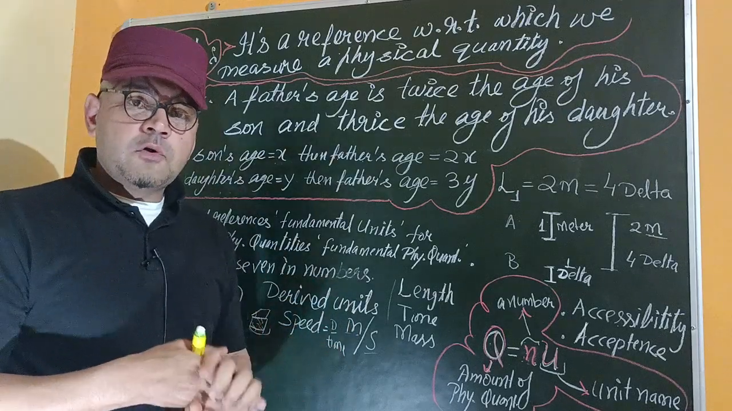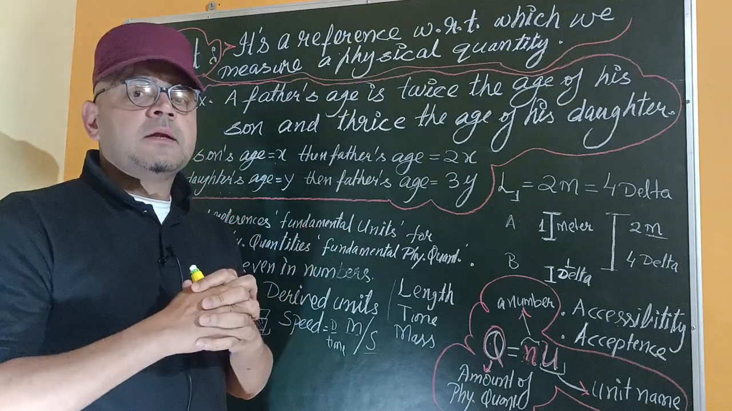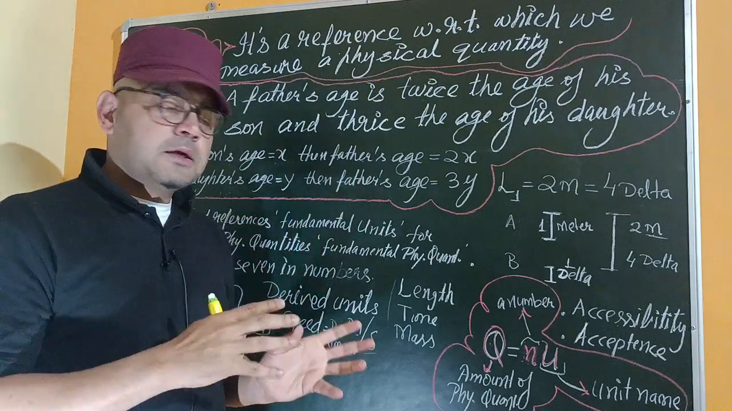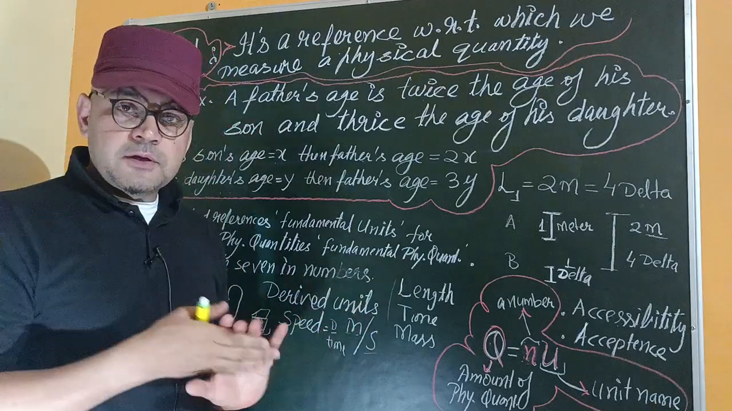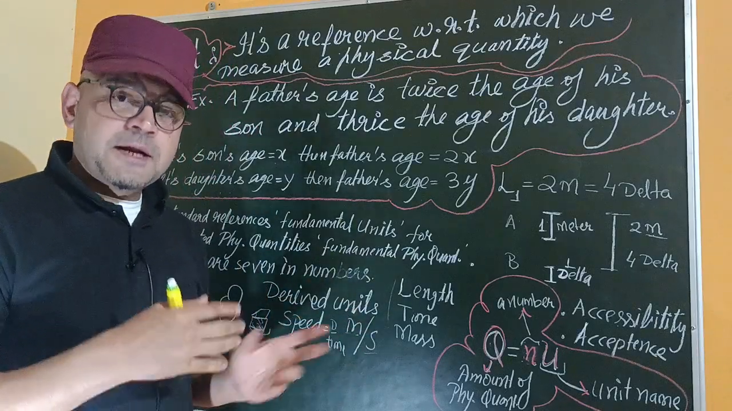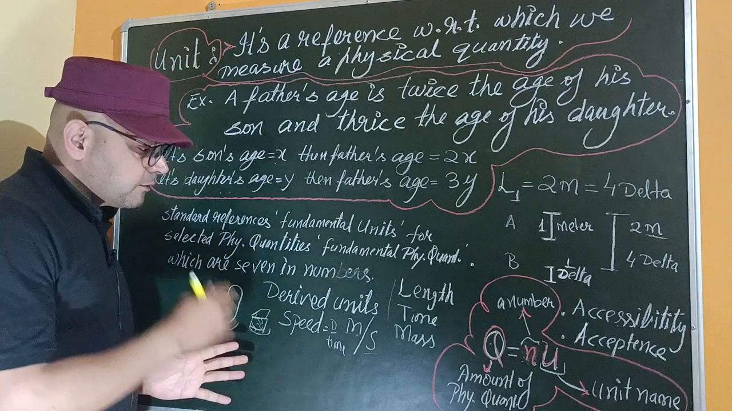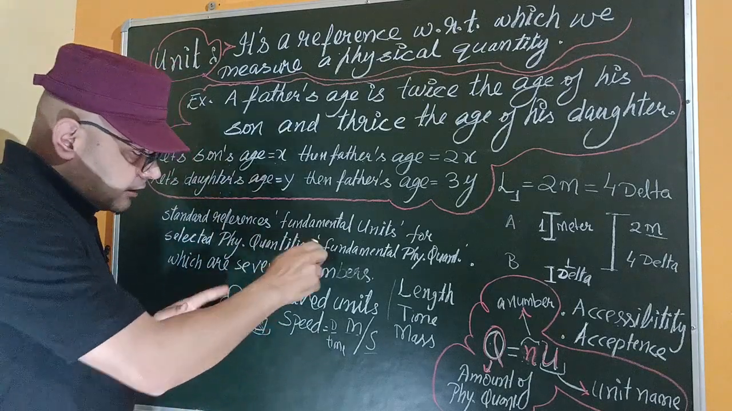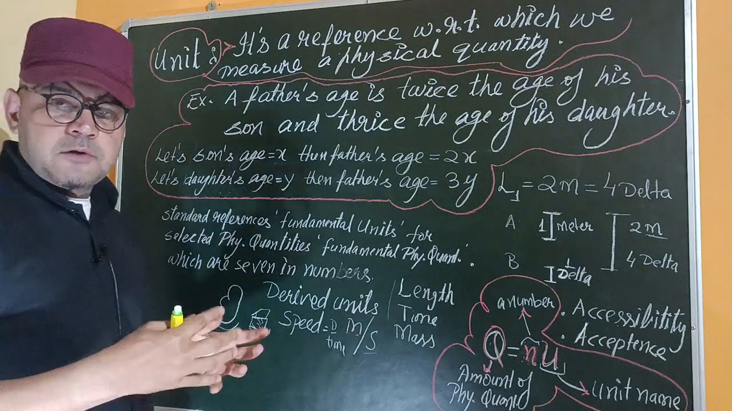So that is the whole point: to limit the number of references, so that life can be much easier when we are dealing with it practically. That is basically the whole scenario, to make these seven fundamental quantities have some kind of references.